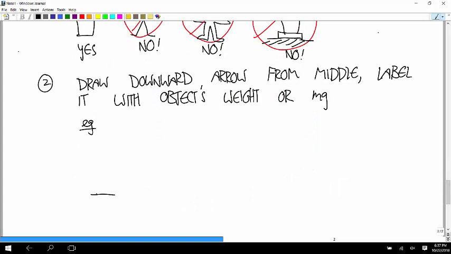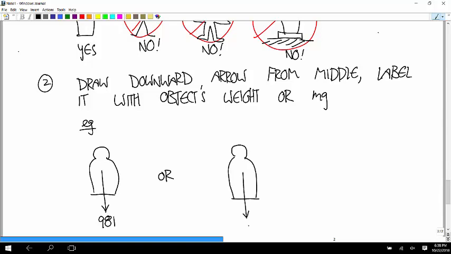So for example, here's the weight force. If the mass is 100 kilograms, you can write this as 981. Or if you don't know the mass, or you just don't want to calculate it yet, you can label it mg and come back and deal with it numerically later. But that just says that the force of gravity is pointing down, and it has a magnitude of that.